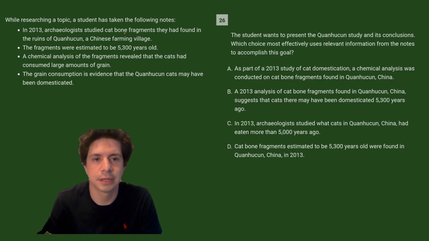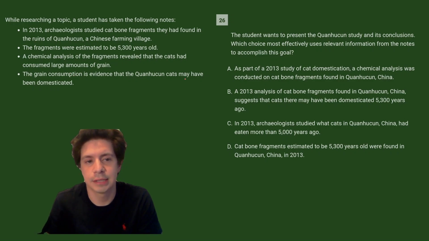2013, archaeologists studied cat bone fragments they had found in the ruins of Kwanokukun, a Chinese farming village. The fragments were estimated to be 5,300 years old. A chemical analysis of the fragments revealed that the cats had consumed large amounts of grain. The grain consumption is evidence that the Kwanokukun cats may have been domesticated. Okay, so then this sort of gives us the conclusion, right? And the rest gives us information on what happened. So let's look at the choices.